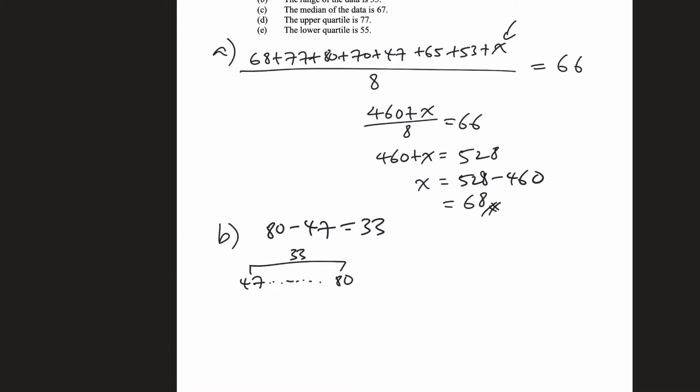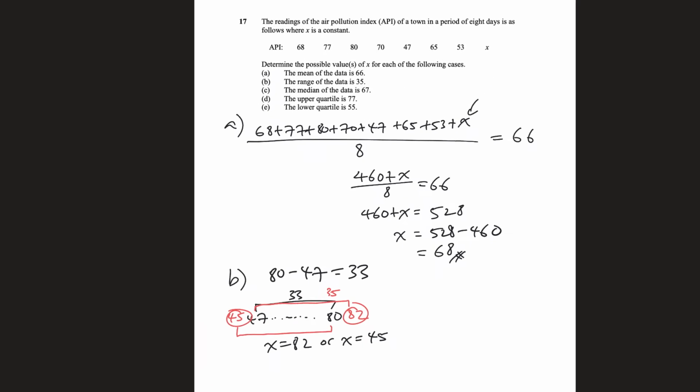We want it to become 35. So I can either increase it by 2 like this, right? This would be 35. That means X can be 82, right? I increase it by 2. Or I keep 80, but I increase it by 2 over here. That means X can also be 45. So these are two possible values of X to increase my range to 35. So I can say X can equal 82 or X can equal 45. And that's how you do it.